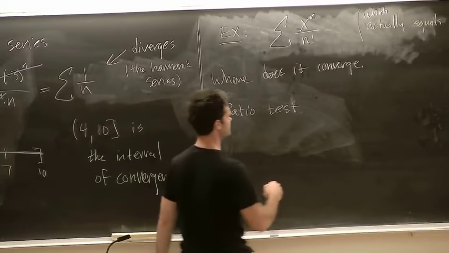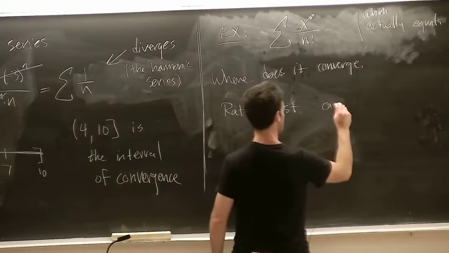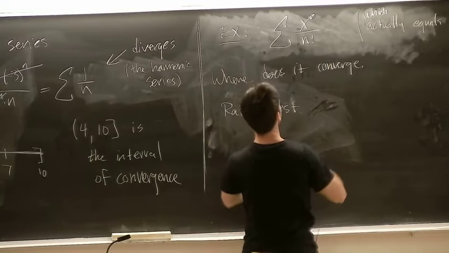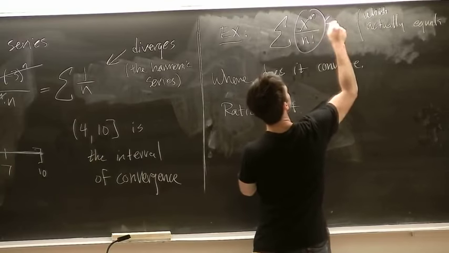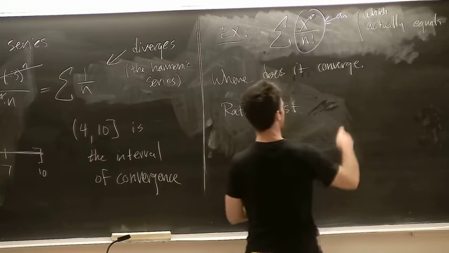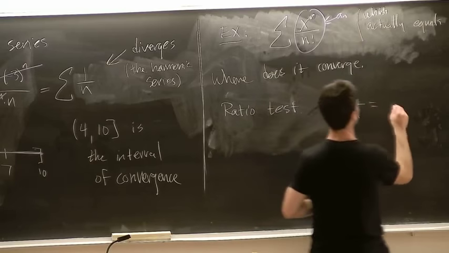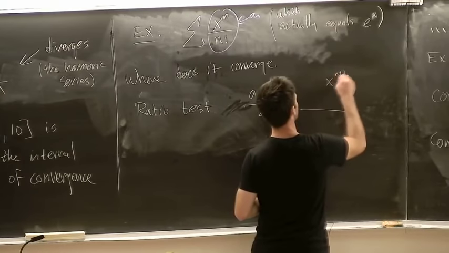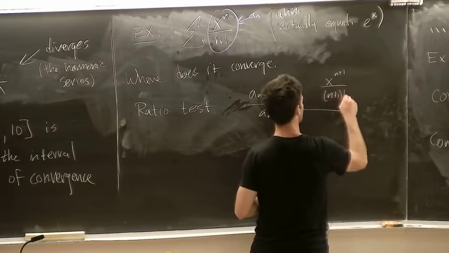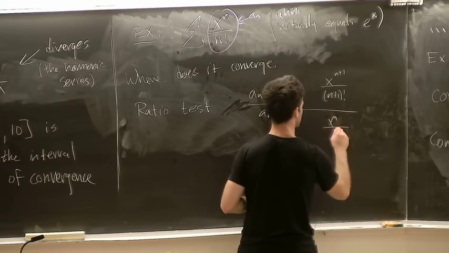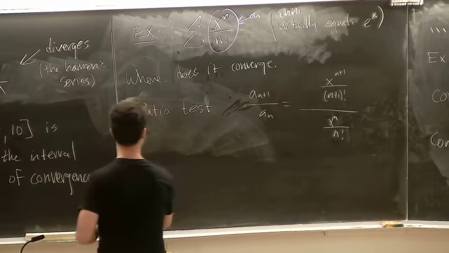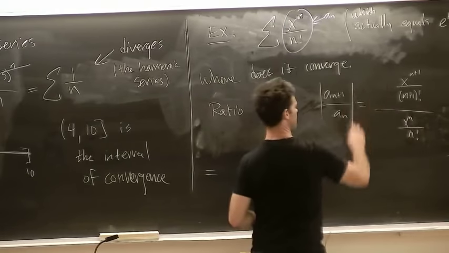So if I try the ratio test on this guy, if this is my a_n, so a_(n+1) over a_n, it'll be x to the n plus 1 over n plus 1 factorial, over x to the n over n factorial. Let's put this in absolute values.